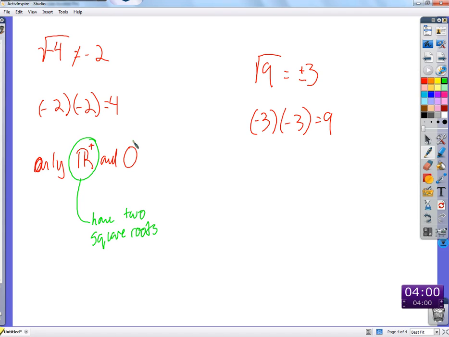How many square roots does zero have? What's the square root of zero? What number times itself gives you zero? Zero. Positive and negative zero? Does that make sense? Is zero positive? Do we get the opposite of zero? No, there's no positive or negative to zero, so zero has only its own single square root. We just looked at that. There's no positive or negative.